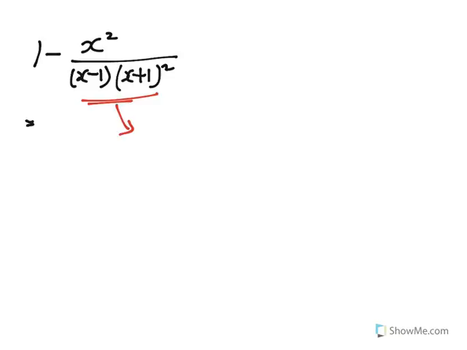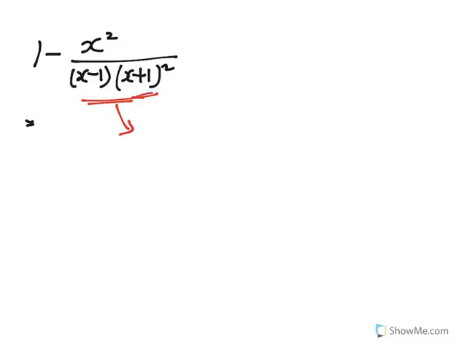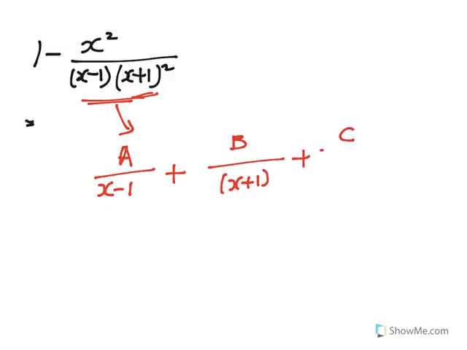Observe that x squared minus 1 is the same as x minus 1 times x plus 1, so with the other x plus 1 you have x plus 1 squared. Using the cover-up rule, first let's write it in this form: a over x minus 1 plus b over x plus 1 plus c over x plus 1 squared. Then we can use the cover-up rule to find a.